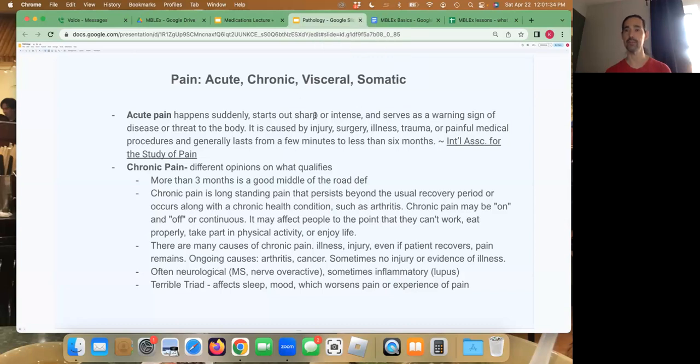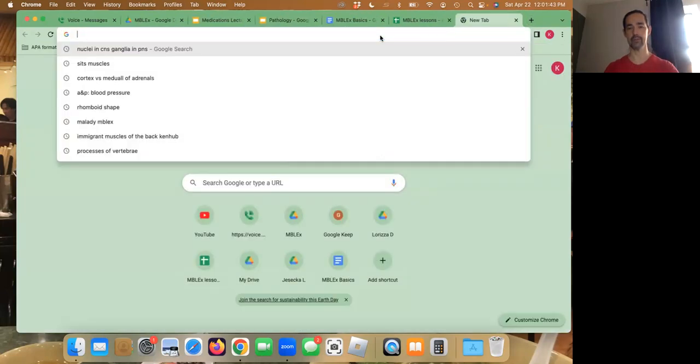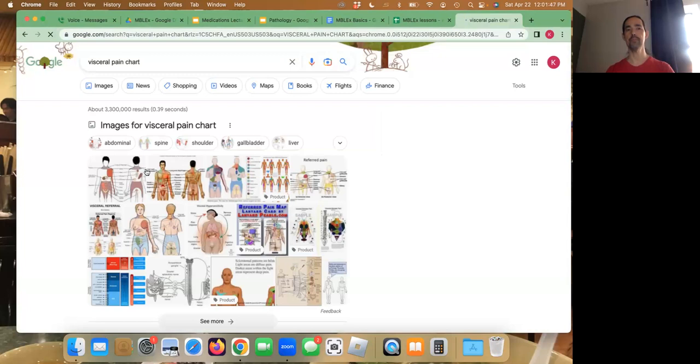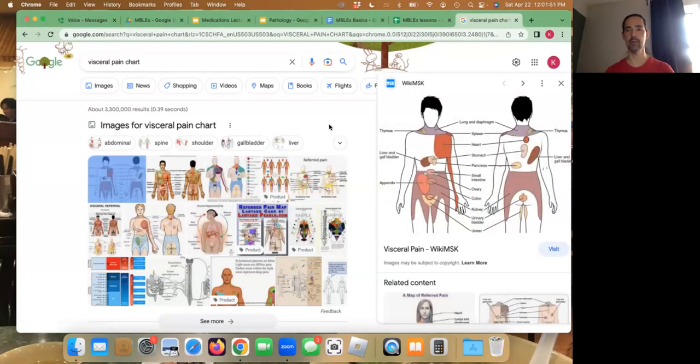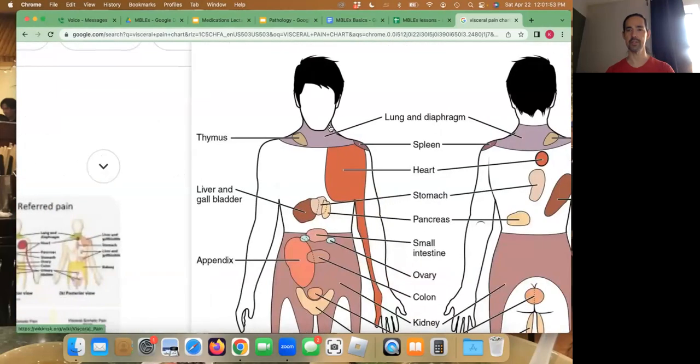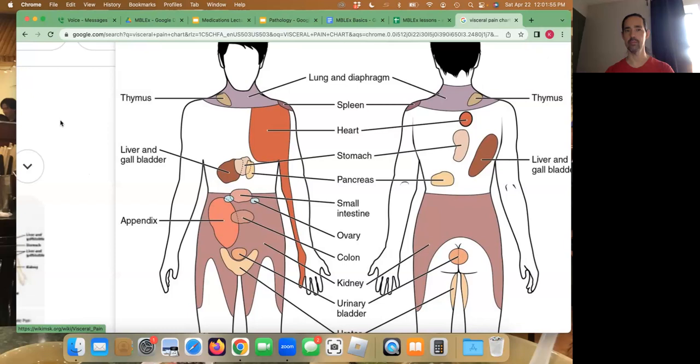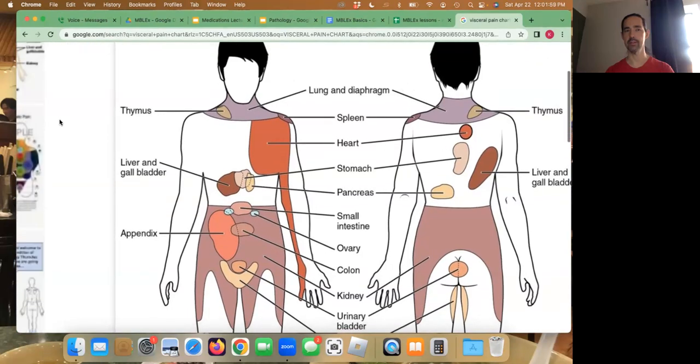Oh, I didn't define these for you. Visceral pain means pain that's caused by the organs. Let's take a look at the chart for visceral pain. Viscera means organs. This is a very well-known, famous chart. You see this in some doctors' offices. Did anybody have this in their massage program?